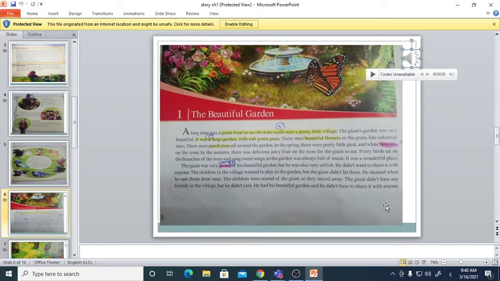There were children. The children liked to play in the garden. But did the giant let them play? No, he didn't. When he saw them draw near, he shouted at them, "Don't come and play in my garden." He has no friends, but he has the garden and he doesn't want to share it with anyone. It's for him and only him.